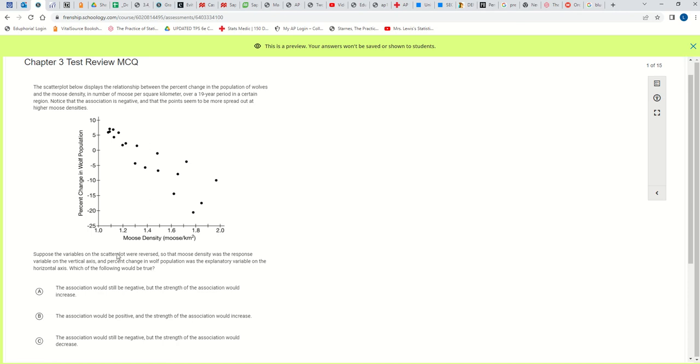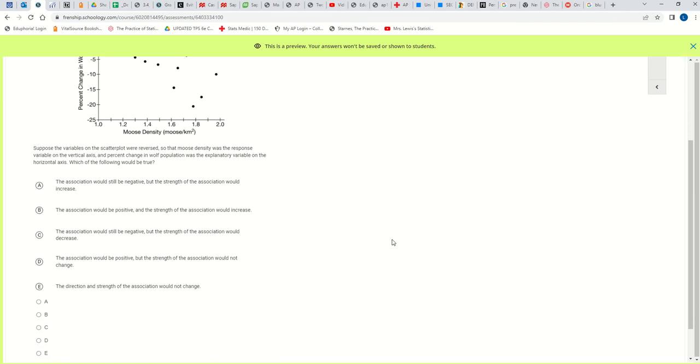Suppose the variables in this scatter plot were reversed. In other words, what if I put moose density on the y-axis and percent change in wolf population on the x-axis? Which of the following would be true? Well, right now, as the moose density increases, the percent change in wolf population decreases, and we can see that it's got a negative association.